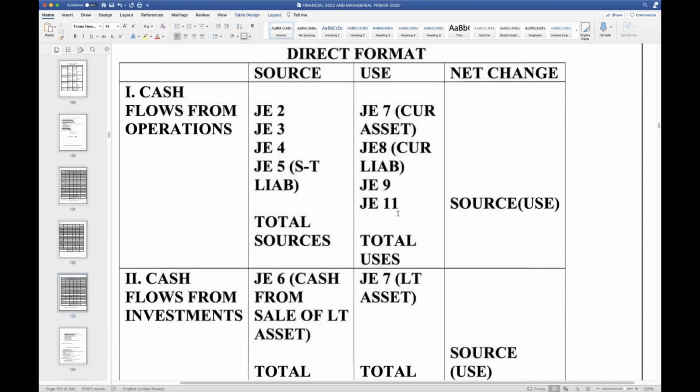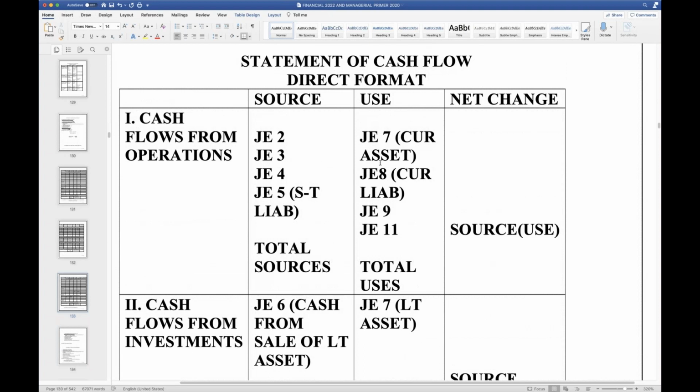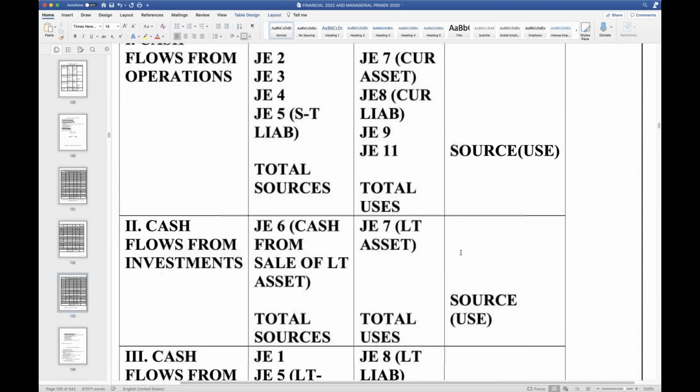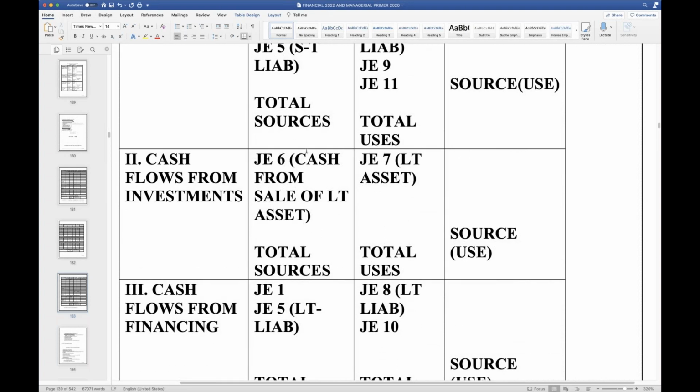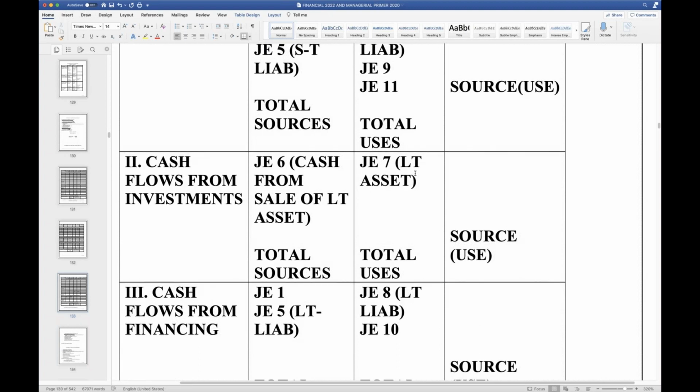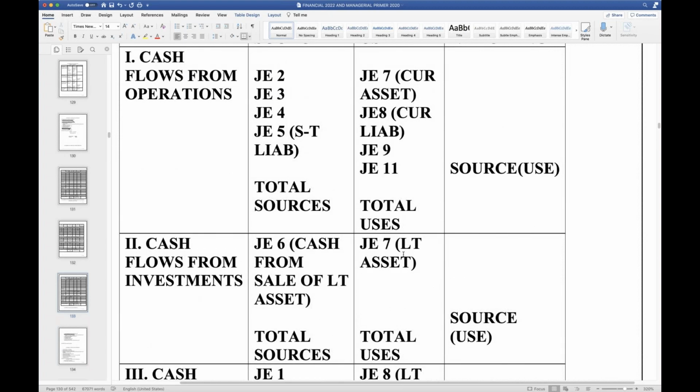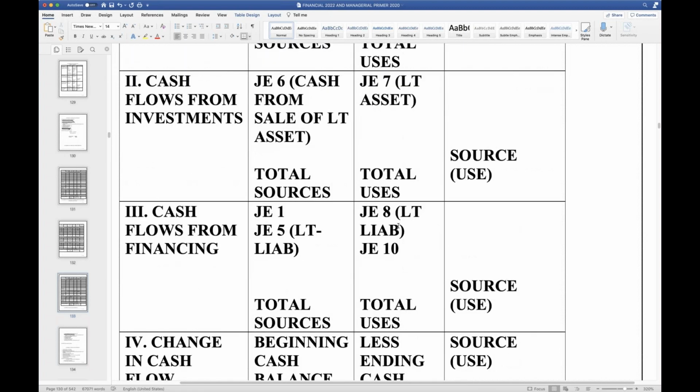So this chart here becomes very important. You need to make a copy of it and have it handy as you work in these. If it's journal entry 6, sale of a long-term asset, it's going here. If you purchase a long-term asset, it's a JE7, it's coming here. So it is important to have this handy. This is the template that shows you where those journal entries go.